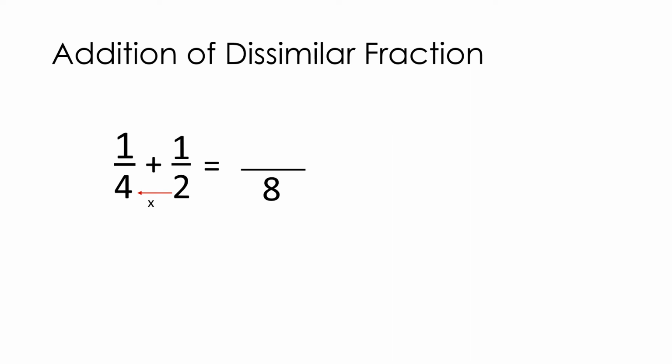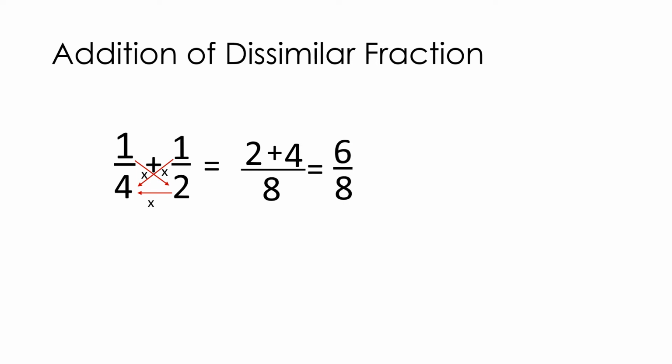Then, to get the value of the numerators, cross-multiply 1 by 2. So 1 times 2 equals 2. Copy the plus sign. Then cross-multiply 1 by 4. So 1 times 4 equals 4. Then, copy the value of the denominator, which is 8. Then, add the numerators. 2 plus 4 equals 6.